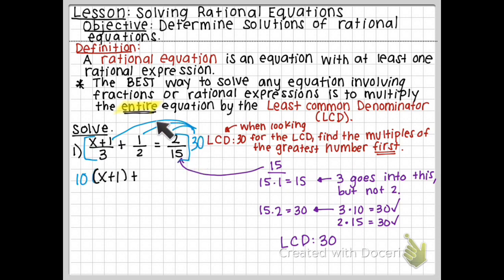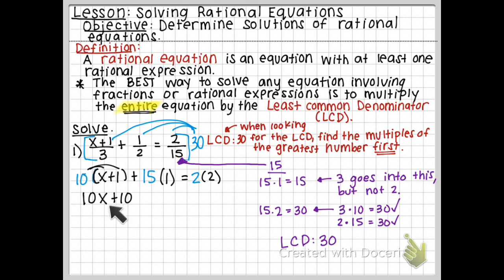Let's do the same thing. 30 here. Well, 30 divided by 2 is 15. So I'm going to do 15 times my top, which is just 15 times 1. Equals, and then here, I have 30 divided by 15. So 30 divided by 15 is 2, and 2 times 2 is 4. So now I'm going to distribute 10x plus 10. All I'm doing is 10 times x and 10 times 1, plus 15 times 1, which is 15, equals 2 times 2, which is 4.